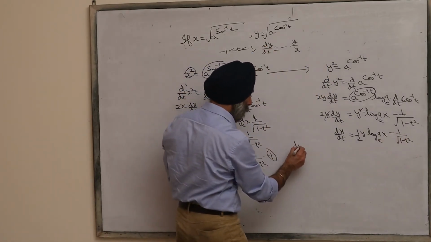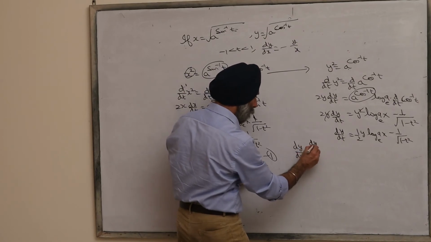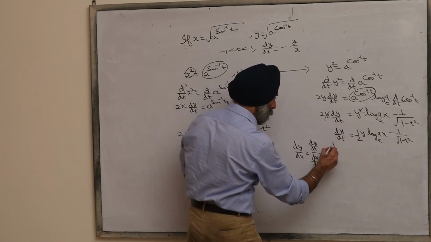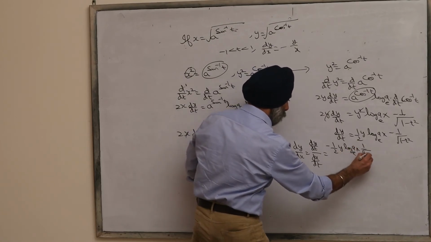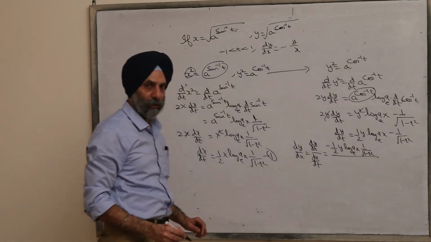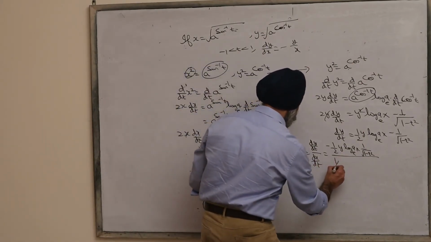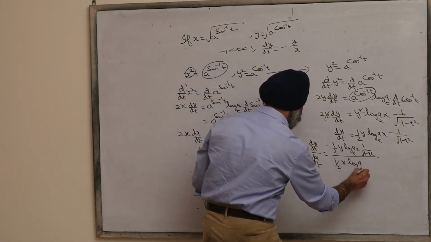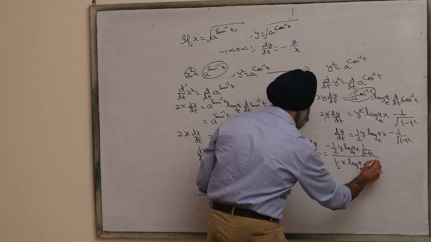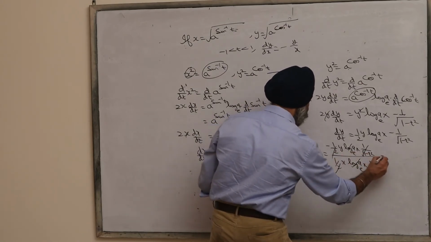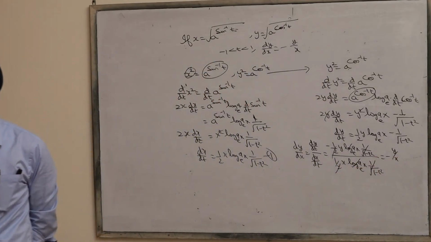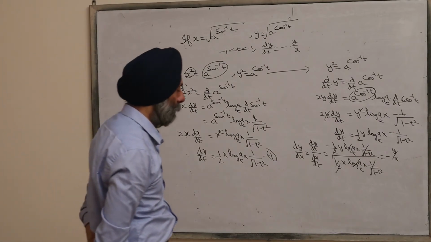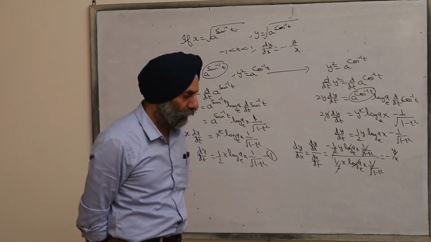Question is to find dy over dx, which is your dy over dt upon dx over dt. The value of dy over dt is minus 1 by 2y log of a to the base e into 1 over under root of 1 minus t square upon 1 by 2x log of a to the base e into 1 over under root of 1 minus t square. This will cancel, this will cancel, this will cancel. So it comes out to be equal to minus y over x here. So this way we can find the differentiation of the parametric functions here.